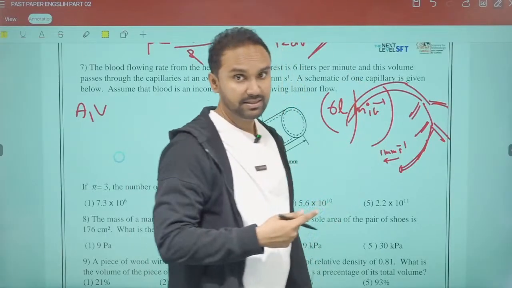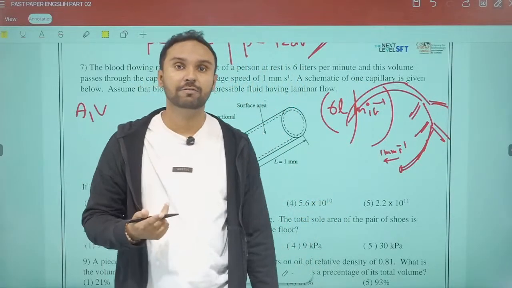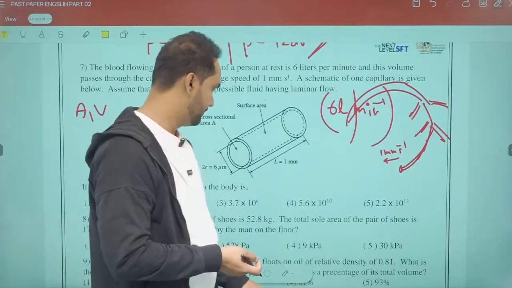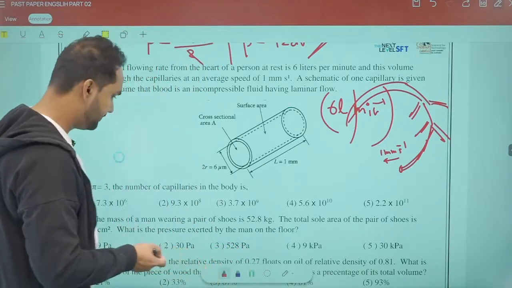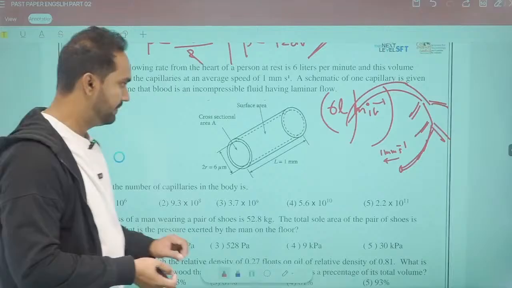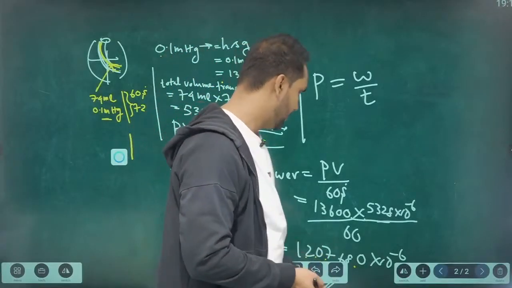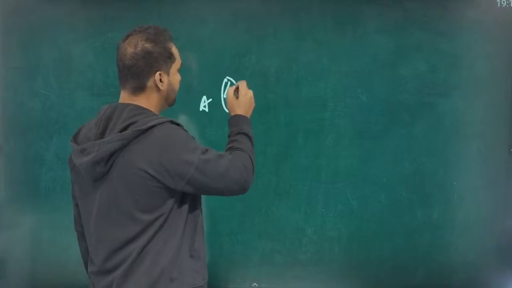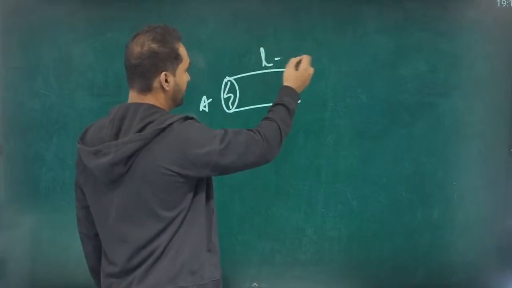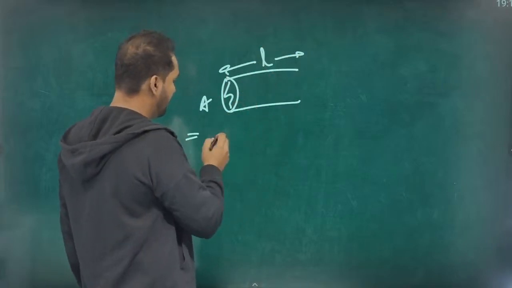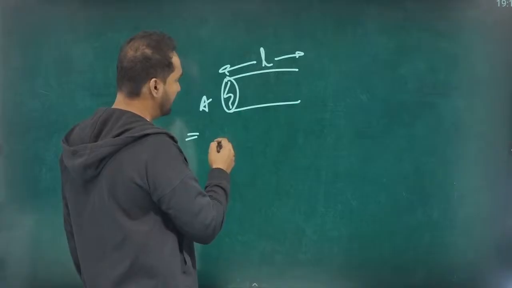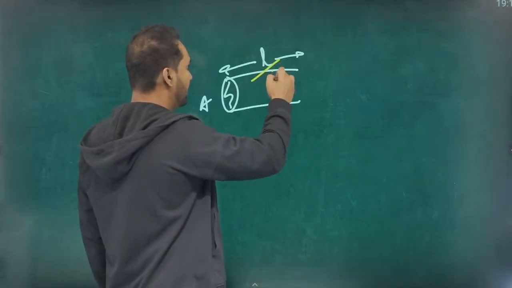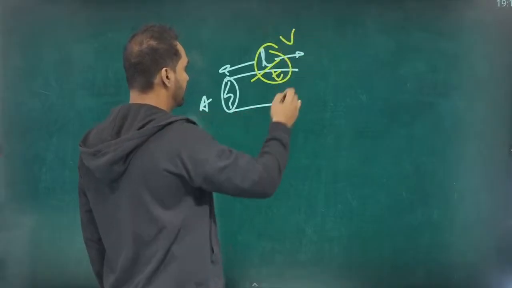As we discussed previously, AV is the rate of volume, right? We discussed it. How? Because this is the cross-sectional area, and this is the length. A into L is volume, and L divided by time is velocity.